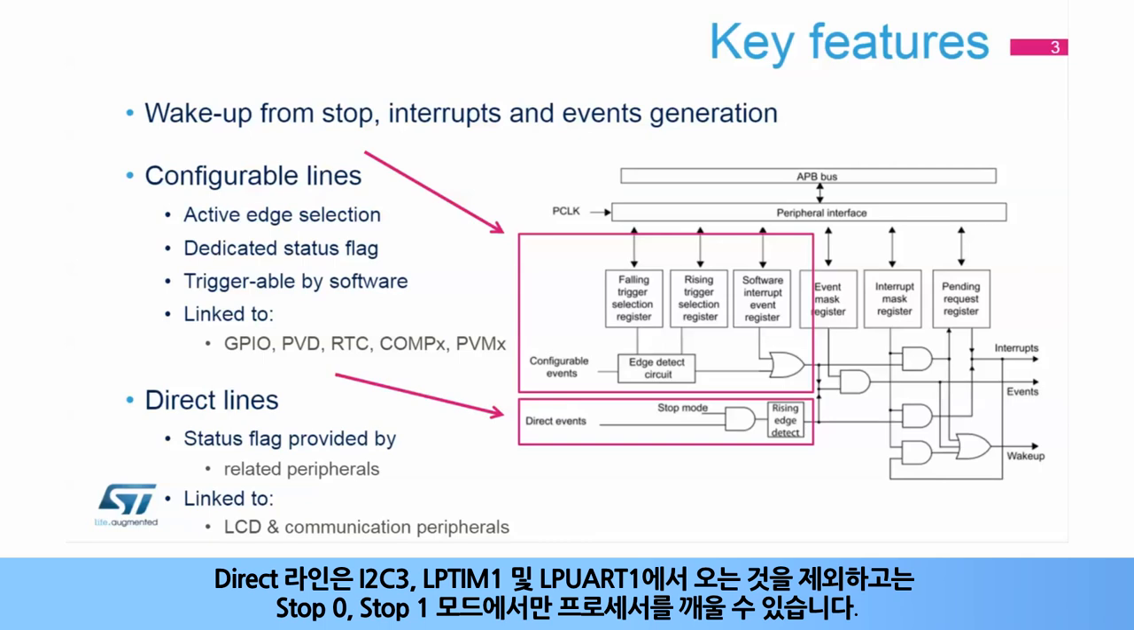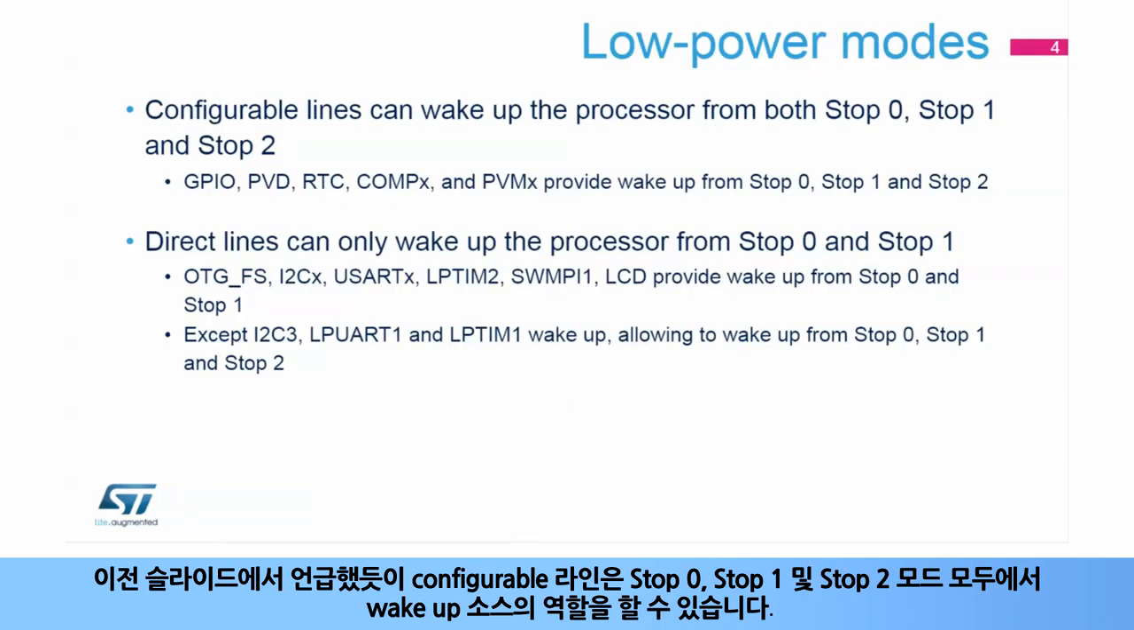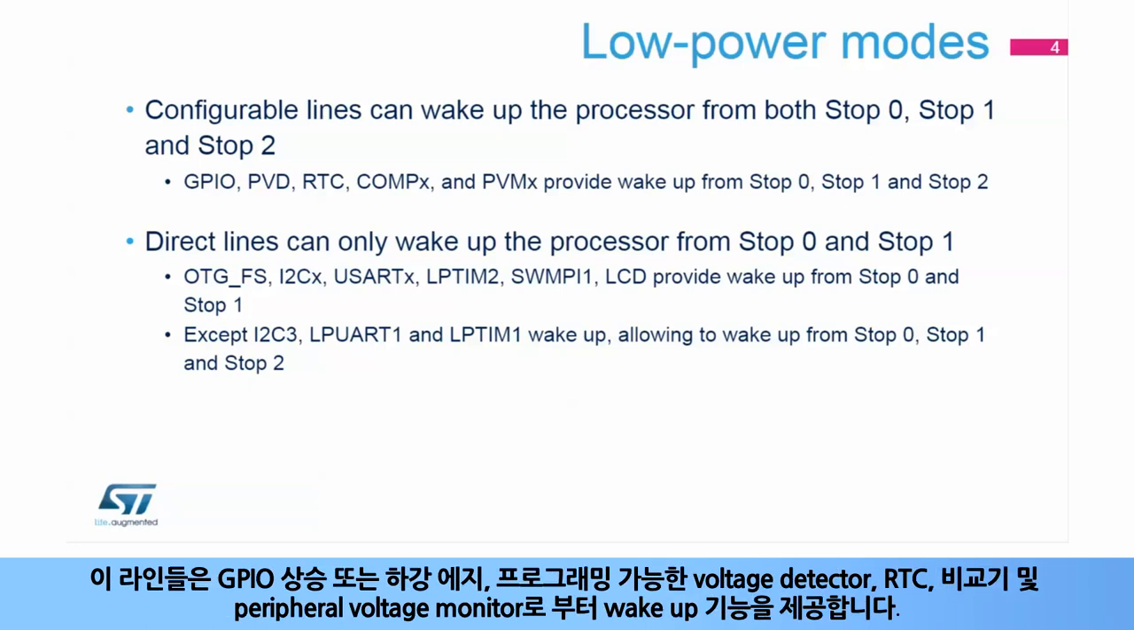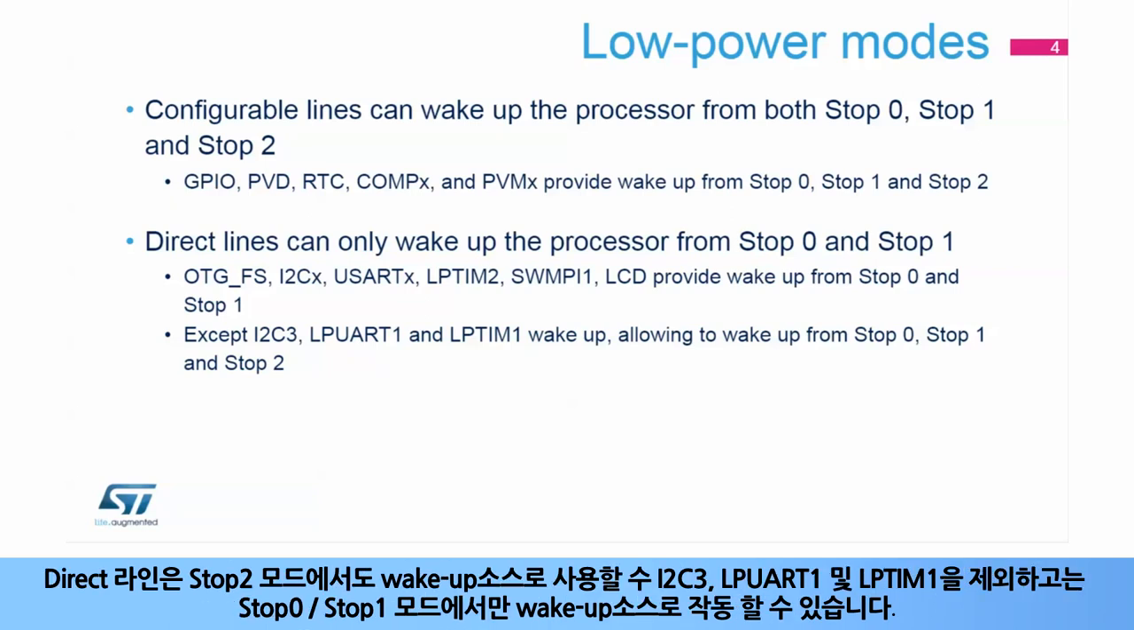and LPUART1. As mentioned on the previous slide, configurable lines can act as a wake-up source from both stop 0, stop 1, and stop 2 modes. They provide the capability to wake up from a GPIO rising or falling edge, programmable voltage detector, RTC, comparators, and peripheral voltage monitor.